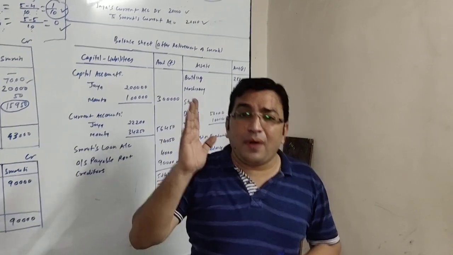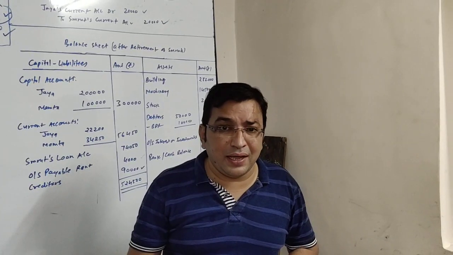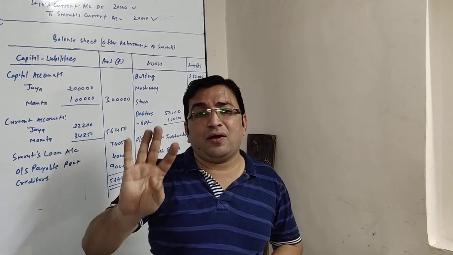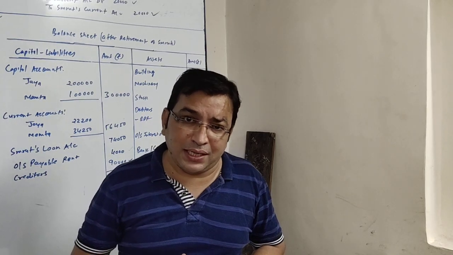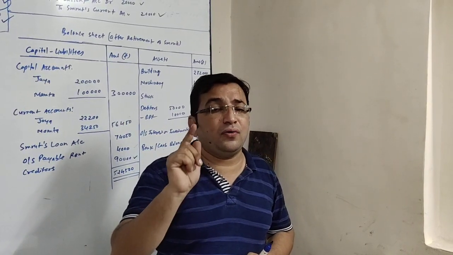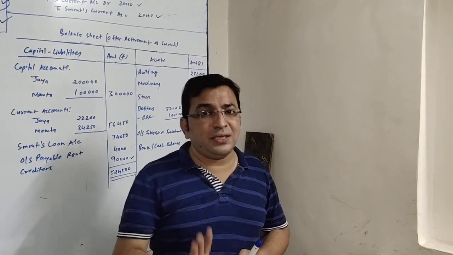But here out of three, one partner is retiring. If any partner is retiring from the firm, his current account is closed and transferred to the capital account. Whatever the balance is, it is adjusted against capital. So first of all, we will have to close the current account of Smruti because he is retiring.